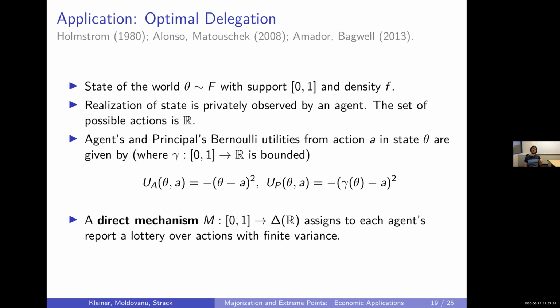The idea is, in optimal delegation, you have two agents: a principal who can take some action, and an agent who has some information about the state of the world. There's a state of the world theta, distributed according to some distribution on the unit interval. The agent privately observes the realization of the state. There's a set of possible actions, let's say the real numbers. The principal has the power to take the decision, but doesn't know the state of the world.